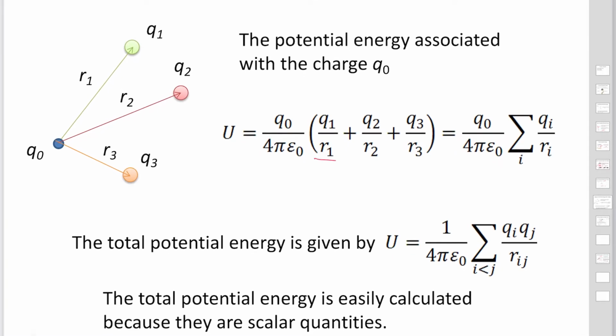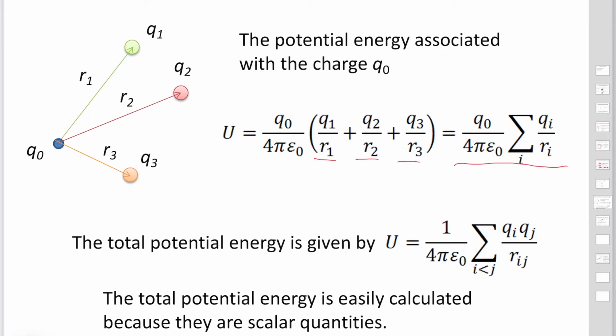Sum up each potential energy due to q sub 1, q sub 2 and q sub 3, expressed with the sigma. The total potential energy is easily calculated because they are scalar quantities. In the case of the electric field, you have to consider the components of the electric field. We need to consider the three components: x component, y component, z component. It's a little bit complicated to calculate. But in the case of the potential energy, it's a scalar quantity. We don't have to consider the directions. We just easily sum up to find the total potential energy.